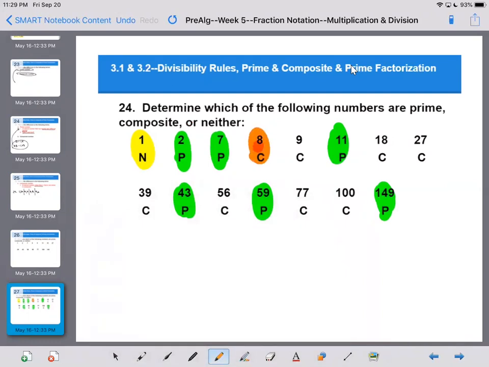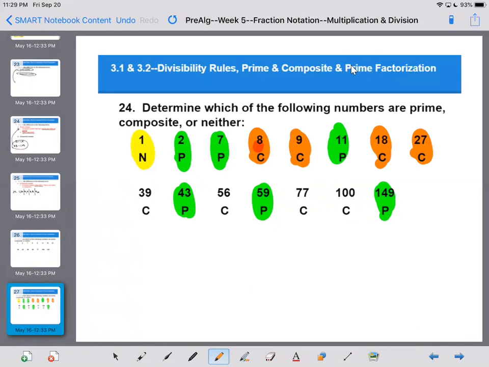factors. 1, 8, 2, 4. 9 would be 1, 9, and 3. 18 would be 1, 18, 2, 9, 3, 6. 27, notice that 7 plus 2 is 9, so we know that 9 will divide it. And 3 will divide it as well. So we know we've got 1 and 27 and 3 and 9.